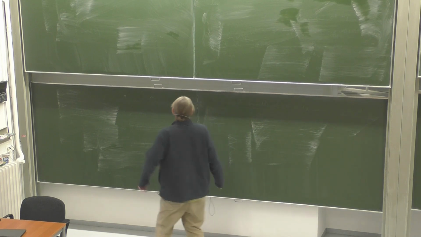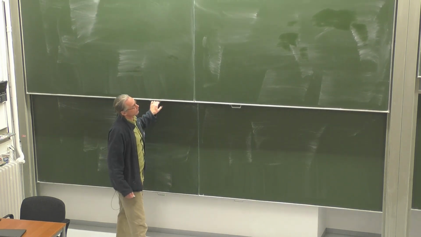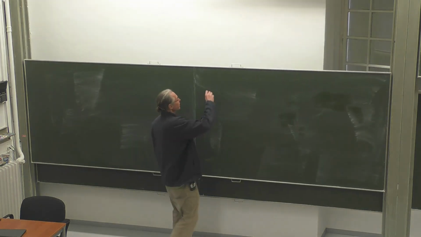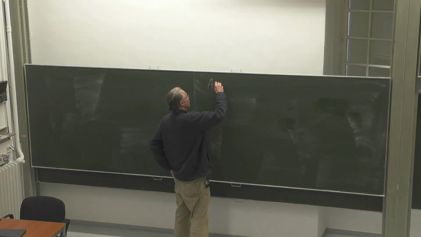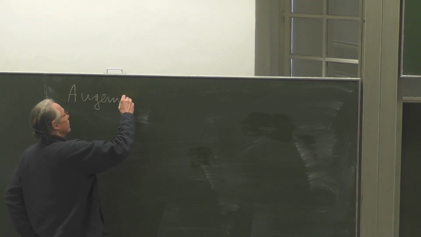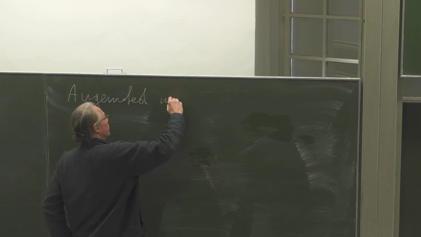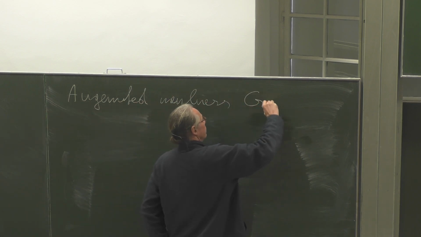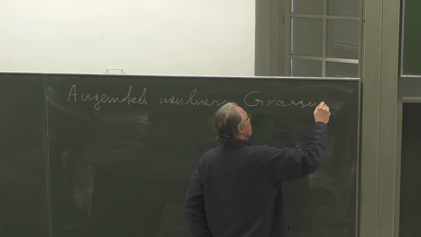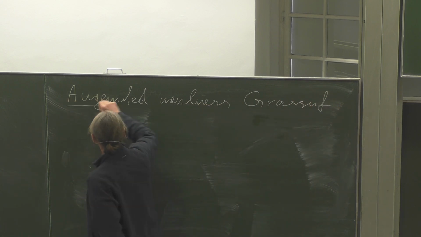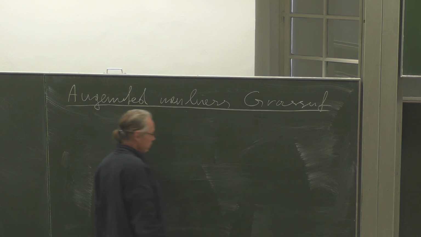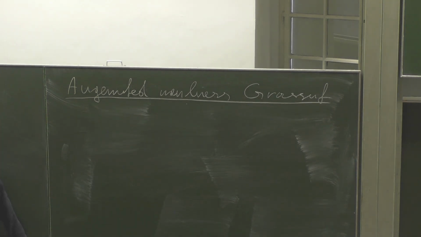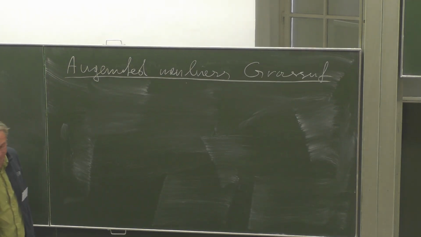My talk is based on joint work with Cornelia Vizman, and it's going to be about augmented nonlinear Grassmannians. So, what is an augmented nonlinear Grassmannian?